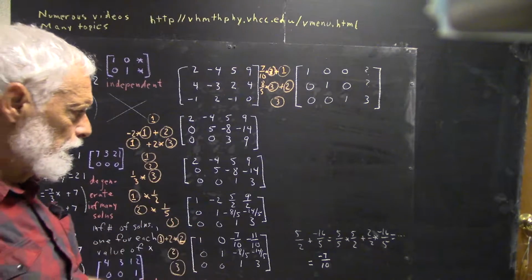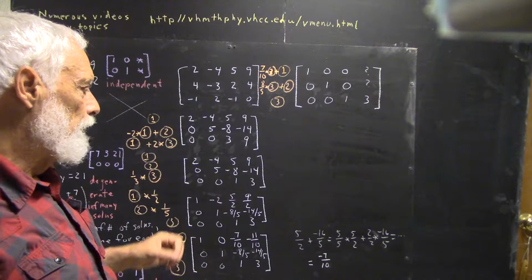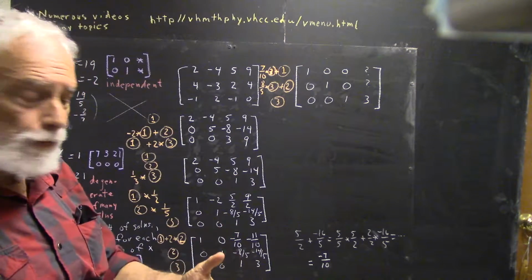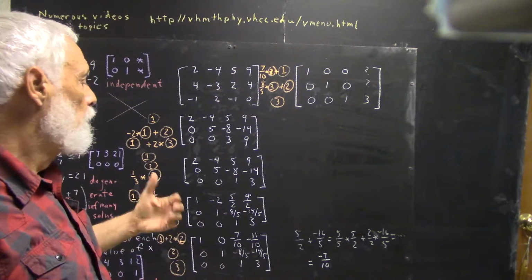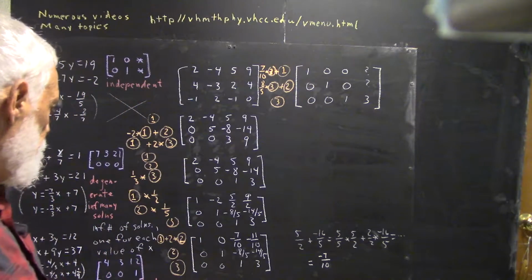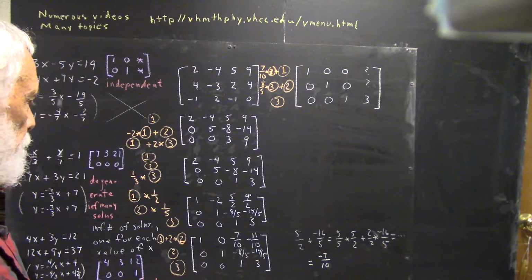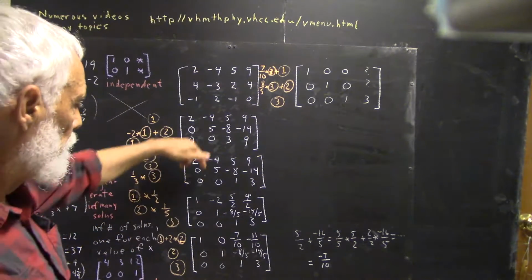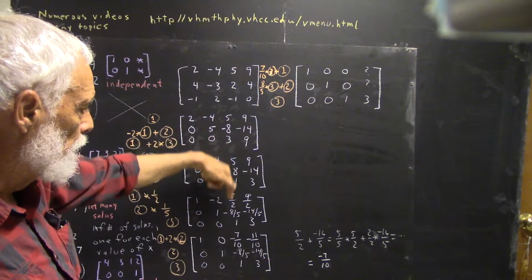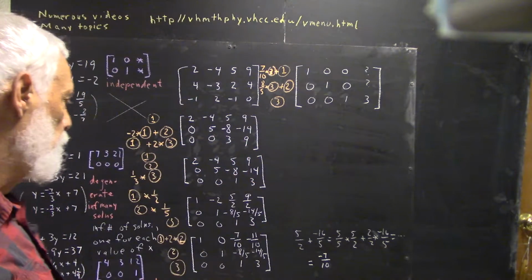In some very limited cases, maybe sometimes we can, but decimal approximations are only approximations. They're not exact, and they can lead you to a lot of trouble in certain circumstances. Okay, so we don't do decimal approximations, we do fractions. And the second row times 1/5: 1/5 of 5 is 1, 1/5 of -8 is -8/5, 1/5 of -14 is -14/5.